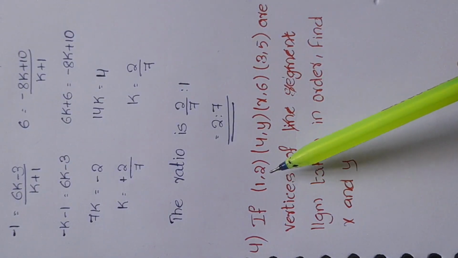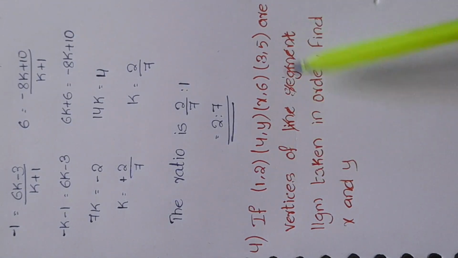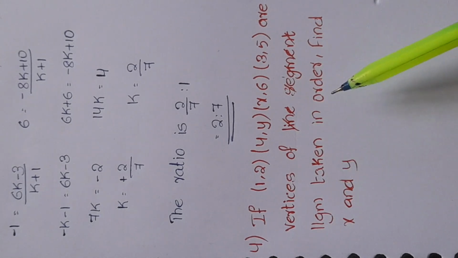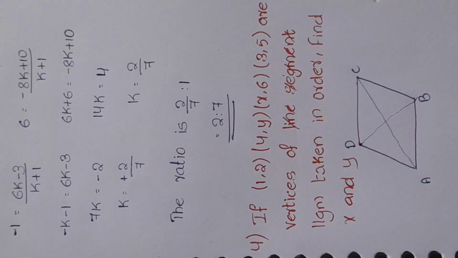Fourth question is if (1, 2), (4, y), (x, 6) and (3, 5) are the vertices of the parallelogram taken in order, find the values of x and y. Let us take ABCD as a parallelogram. In the parallelogram, the diagonals bisect each other.